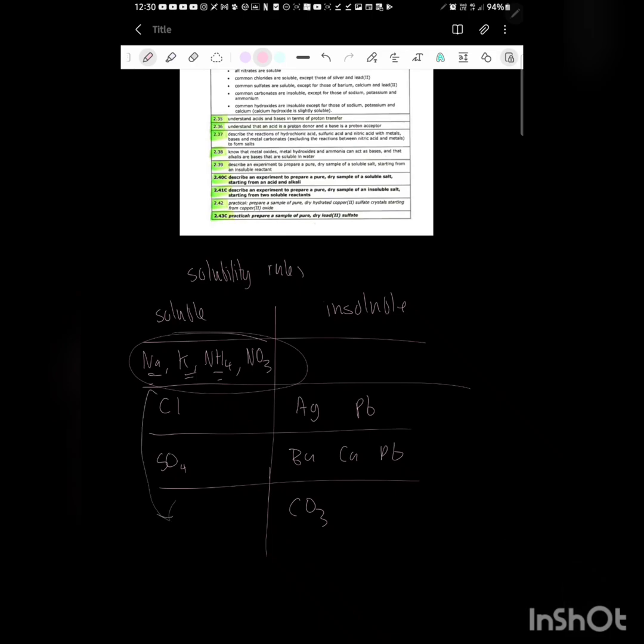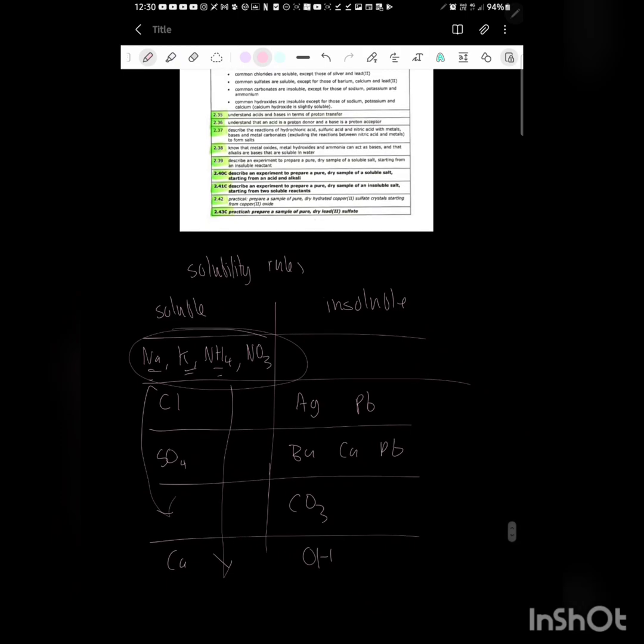I'm just drawing an arrow there. And hydroxides, which are your OHs, are all insoluble as well, apart from those ones. And also calcium, because calcium hydroxide is slightly soluble. Okay, so those are just the rules, you need to memorize them.